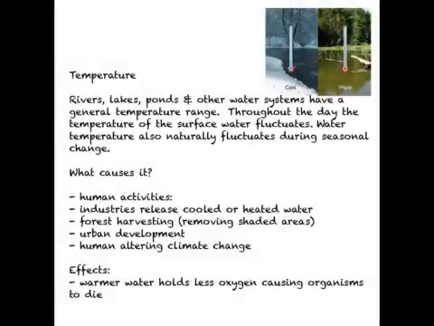Rivers, lakes, ponds, and other water systems have a general temperature range. Throughout the day, the temperature on the surface of the water fluctuates. Water temperatures also naturally fluctuate during seasonal changes.